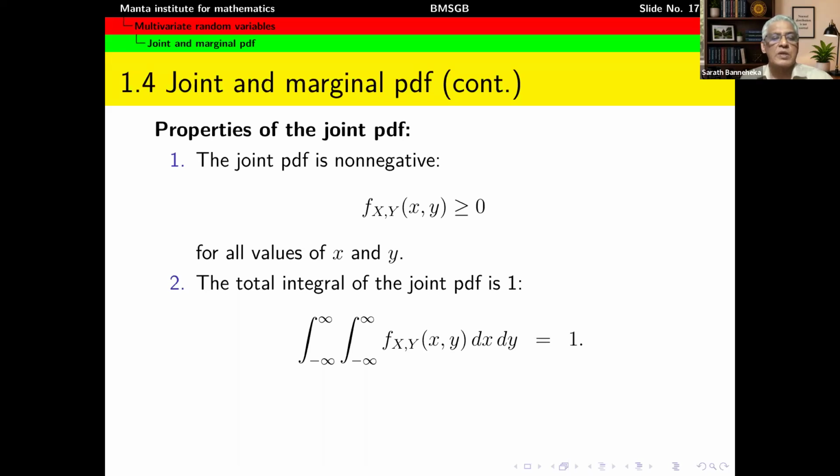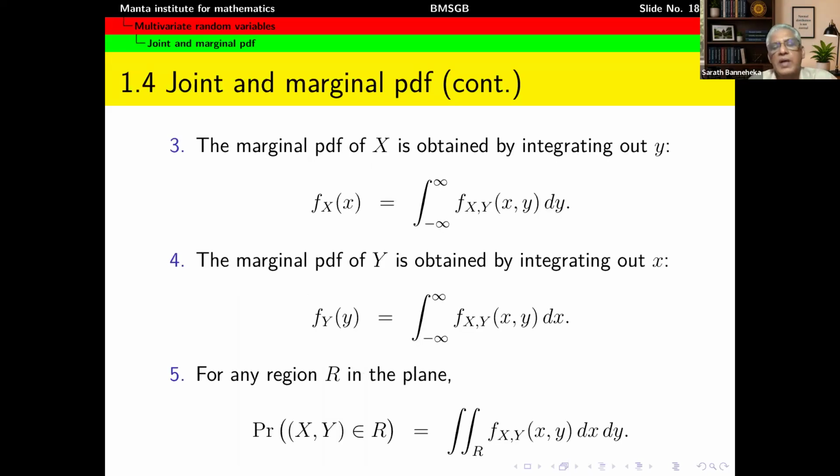It cannot be negative. And the total integral of the joint probability density function over the whole area, x from minus infinity to plus infinity and y from minus infinity to plus infinity, should be equal to 1. So again, similar to the univariate case.